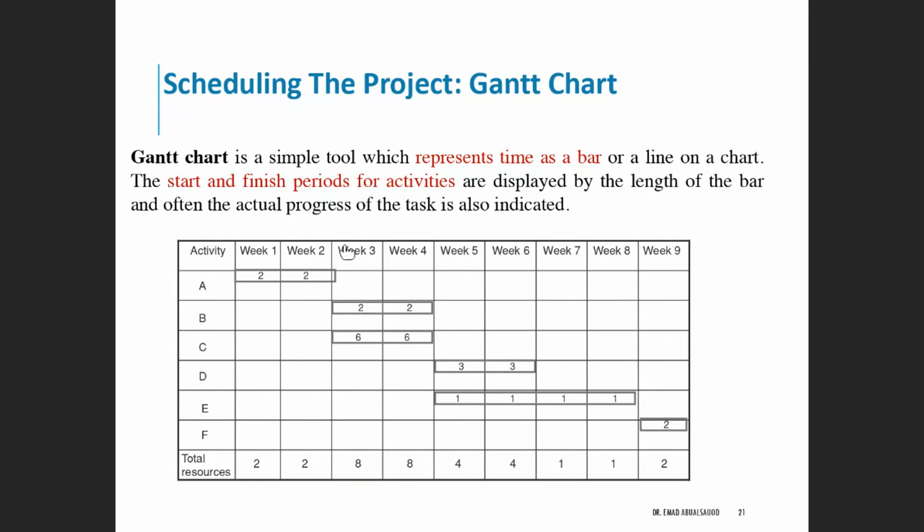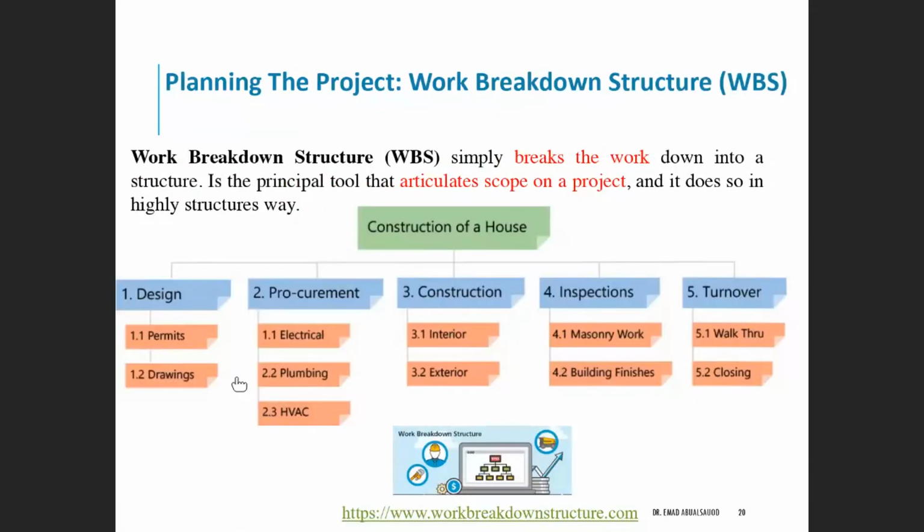So we have the time horizontally listed here, with the weeks, days, or months, depending on your project duration. And then we have activity A, activity B, C, D, E. You can put here the activity, what we call the sub-numbering. For example, I can put 1.1, 1.2, or I can put 2.1, 2.3.